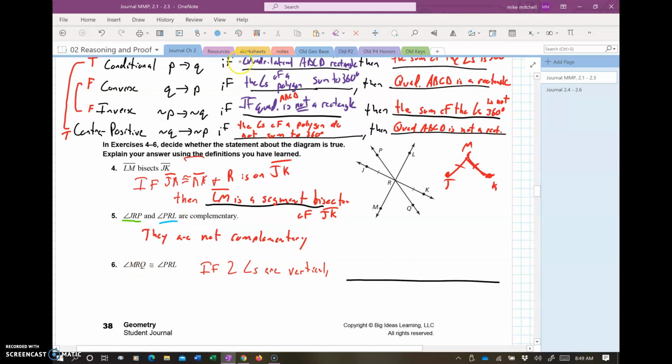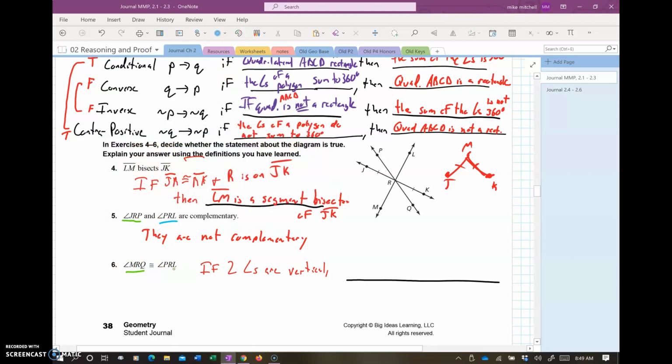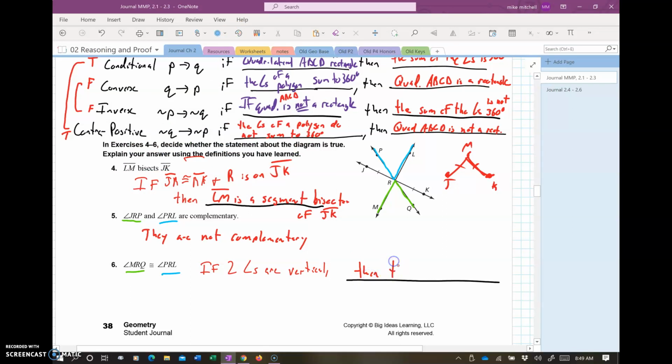MRQ. Let's go green. MRQ, here's MRQ. Let's go blue. PRL. Oh, I recognize those. Those are vertical angles. And it says they're congruent. If two angles are vertical, then they are congruent. That's going to end it for us.